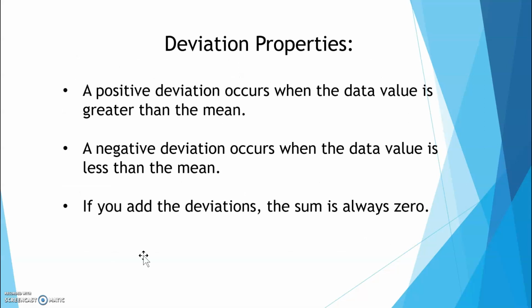Okay, so you're going to have a positive deviation when the data value is greater than the mean, a negative deviation when the data value is smaller than the mean. And here's the weird thing. If you add up all the deviations, the sum of them is always going to be 0. And we're actually going to use that to check our table for finding the standard deviation.